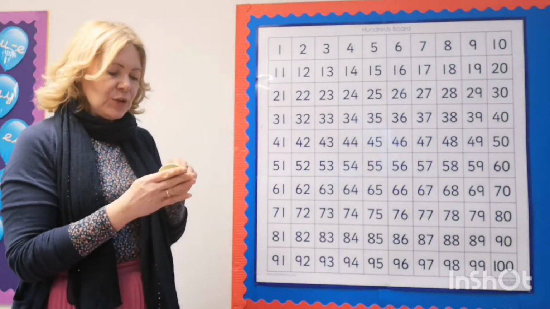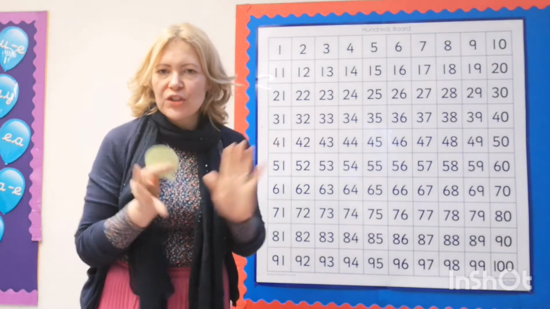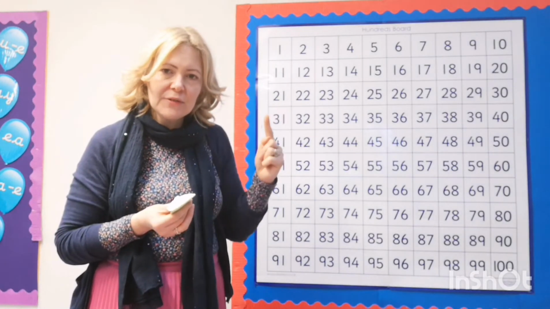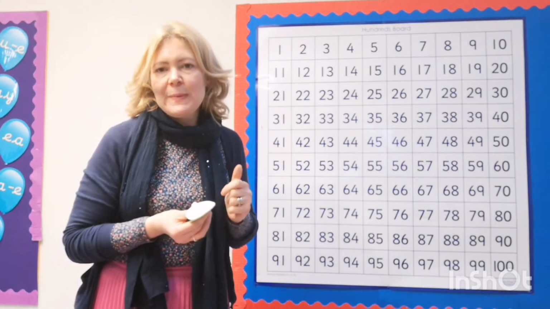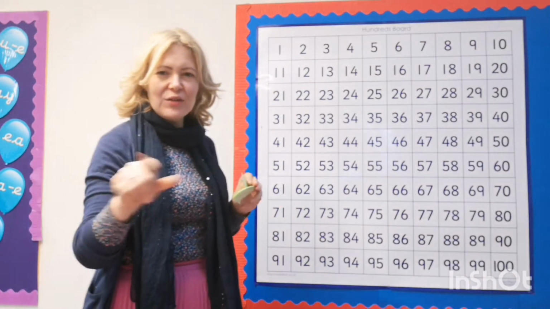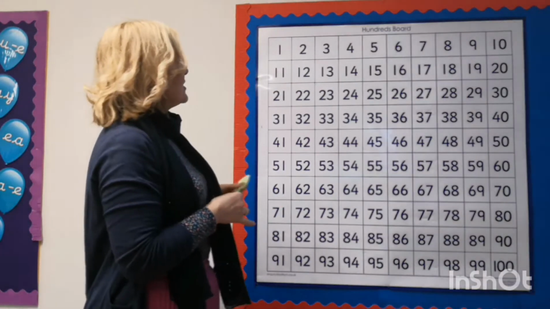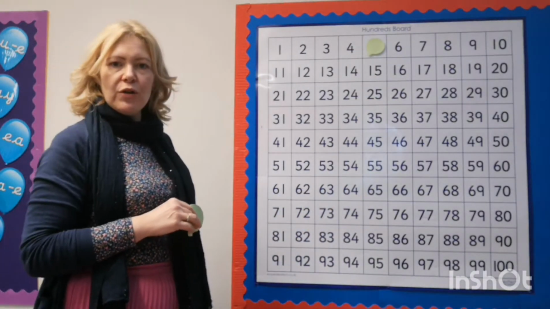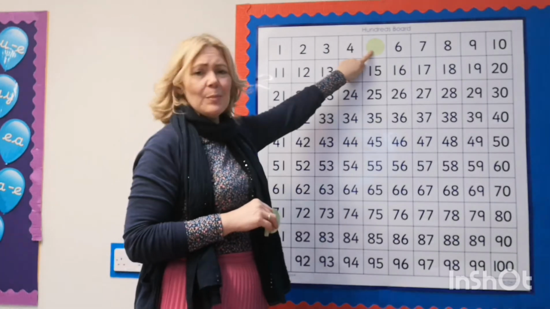Now, I need you to close your eyes. I'm going to stick a post-it note over the top of one number. When I tell you to open your eyes, I want you to work out, looking at the numbers either side of the post-it note, what number must be underneath it, okay? What was the missing number? So close your eyes, no cheating. I'm going to stick it, first of all, up here, okay? Open your eyes. It's up here.